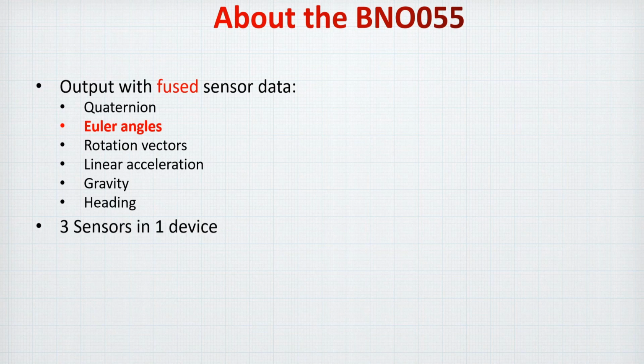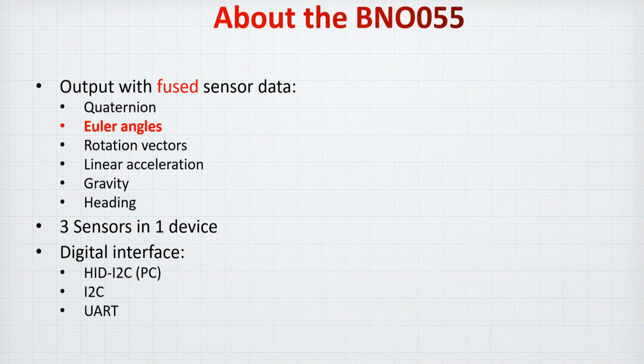It has three sensors inside one device, which is really wonderful, because some other small boards have the three different sensors and you have to make the computation. It also has several digital interfaces: the HID I2C, if you would like to connect with a PC using an I2C communication tool, and also UART. Finally, the operating voltage can be from 1.7 to 3.6, which is perfect for our STM32F1.